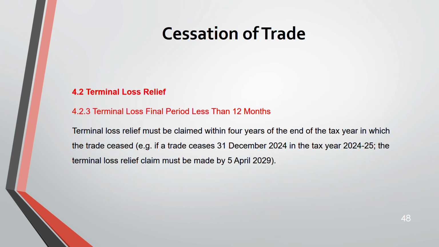Now, terminal loss must be claimed within 4 years at the end of the tax year in which the trade ceases. So for 31st December 2024, when you are ceasing trading, you have to make the terminal loss claim by 5th April 2029. Why? See, this ends 5th April 2025. So 4 years from that, not 4 years from 2024. You might think why it's 29 and not 28. That's why. From 5th April 2025, you have to take 4 years. That's why 5th April 2029. They told end of the tax year.